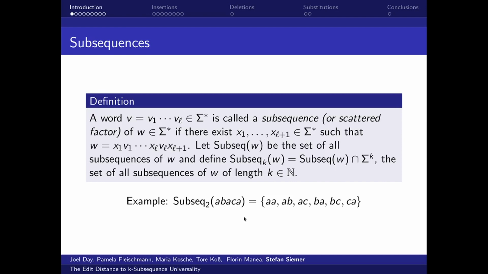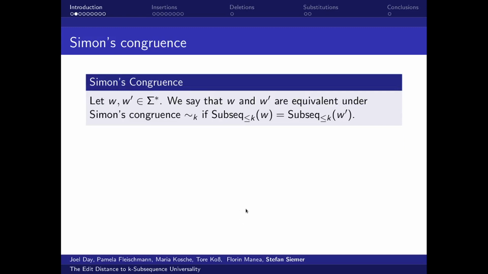Okay, so what can we do with these subsequences? We can define a relation called Simon's congruence. We call two words W and W prime equivalent under Simon's congruence with respect to some subscript k if their subsequences of length k are equal. This is a relation defined by Imre Simon, and it's quite common in some areas.